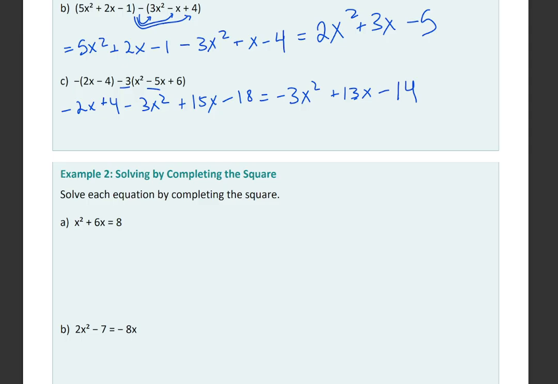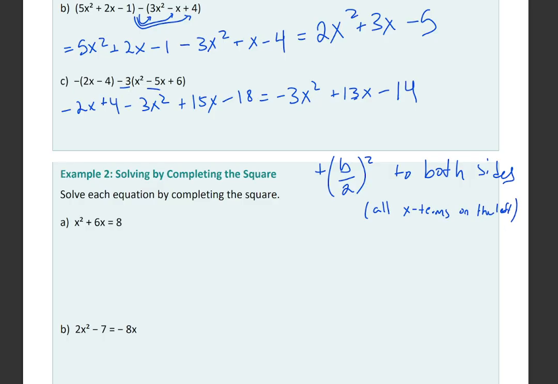Moving on to completing the square. Remember that the term that's important for completing the square is adding b over 2 squared to both sides. That's after you have all x terms on the left, and not only all of them, but only x terms on the left. You have your non-x terms on the right. That's when we add that b over 2 squared to both sides.